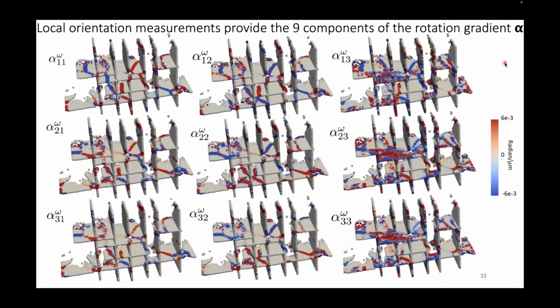From this measurement, we can find the 9 components of the rotation gradient, and just a simple glance at this certainly tells you that this gives different kinds of rotation axis information. We definitely see a lot more rotation taking place near grain boundaries than in grain interiors.